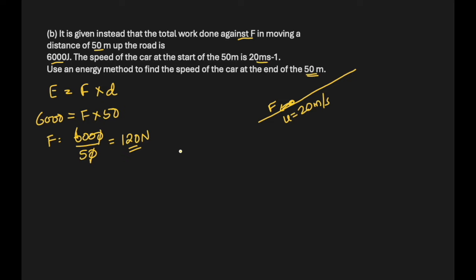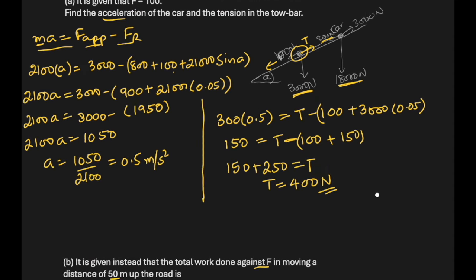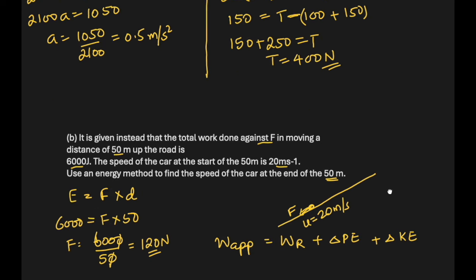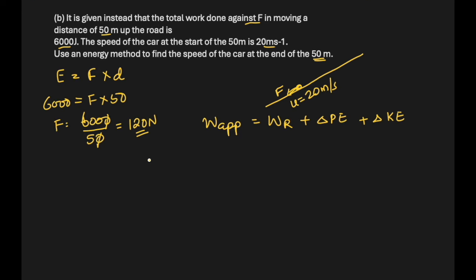Okay. So energy method they're saying. So energy formula is that the work done by the applied force is equal to the sum of the work done against resistance plus change in potential energy plus change in kinetic energy. Right? What is the applied force? Let's see. Go back to the question again. Applied force was 3000 newtons. Yeah? And it went for 50 meters. So 3000 times 50 again, because it is force times distance. So this will be applied work.